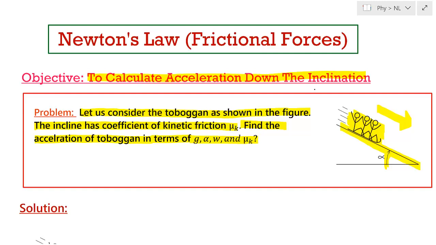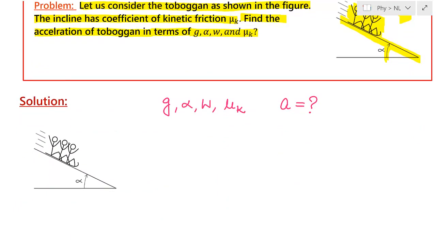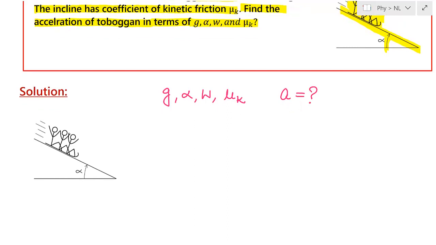So we have been given g, alpha, W and mu k. And what is my target variable? That is, what is my unknown? So we have to find the acceleration of the toboggan. So this is the target variable. Now once again, how do you solve this problem? So we have to use Newton's second law because we have to find acceleration. So we have to find forces, and that will come from the free body diagram, and then we can relate force is equal to mass times acceleration.